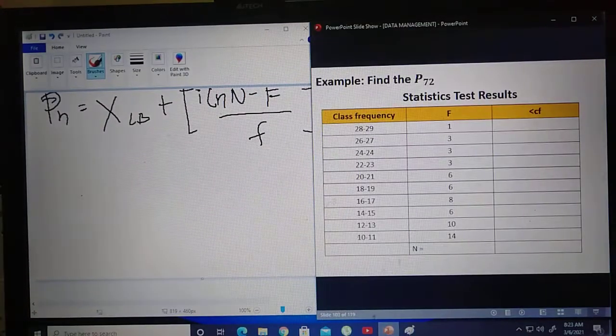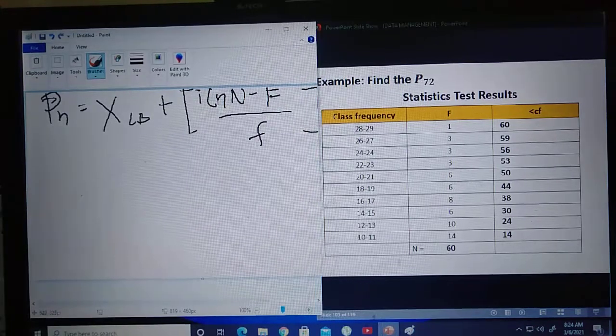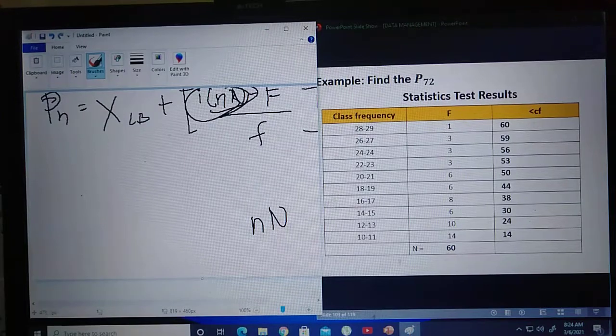Example. Ayan. We're looking for P72. So first, we will get the total number of frequency, and we have 60. And then let's get the less than cumulative frequency. So 60, ayan, first element. So mag-zigzag subtraction lang tayo. Ayan. So alam ko naman na alam niyo nang kumuha niyan. And then all we have to do, kung saan tayo mag-focus, is yung n times n tayo muna. Yung n times n, ito siya.